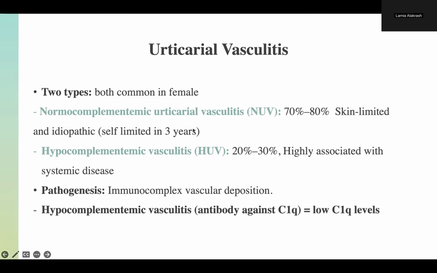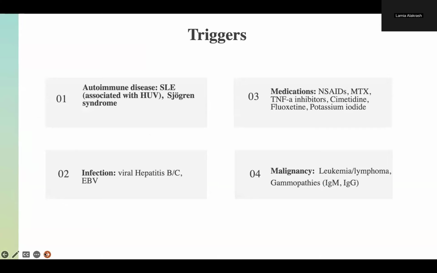The pathogenesis is due to immune complex vascular deposition in hypocomplementemic vasculitis, so you should expect a low complement C1q level. The most common trigger for hypocomplementemic vasculitis is systemic lupus erythematosus. However, it can be associated with any connective tissue disease or autoimmune disease. It can be triggered by infection, some medications such as NSAIDs, MTX or TNF inhibitors as well, and malignancies like leukemia or lymphomas or gammopathies.